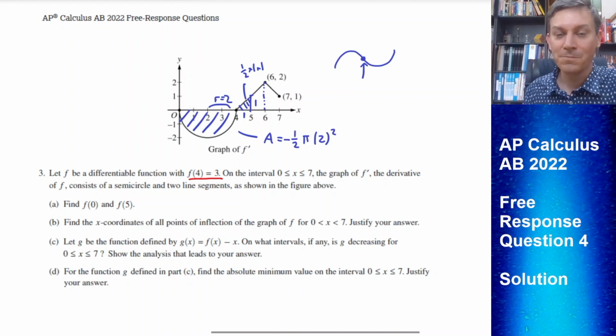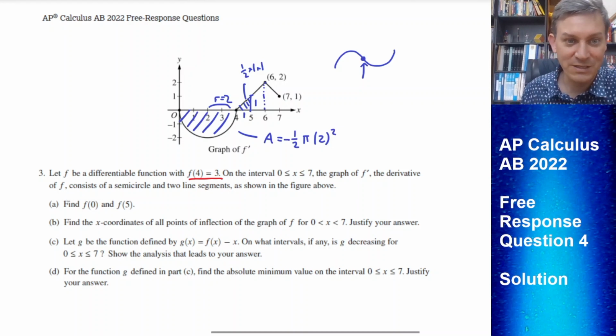Okay, so at a point of inflection, this is a point at which the gradient switches from being increasing to decreasing. Okay, so if we look at the graph here, where does f prime switch from decreasing to increasing? There are 2 points where that happens. One is at the bottom of the semicircle here, so when x is equal to 2, and the other one is at the top of the line segment here when x is equal to 6.